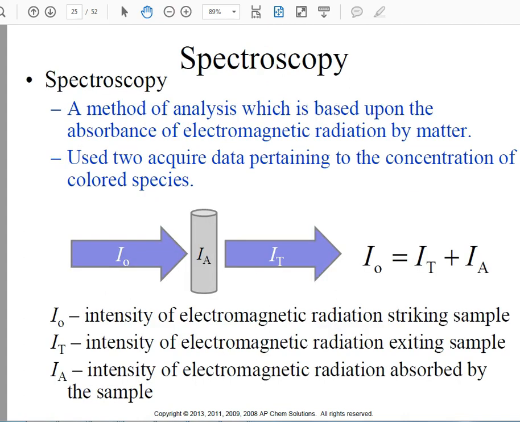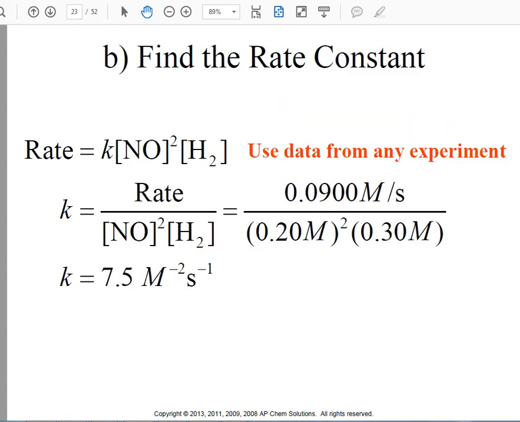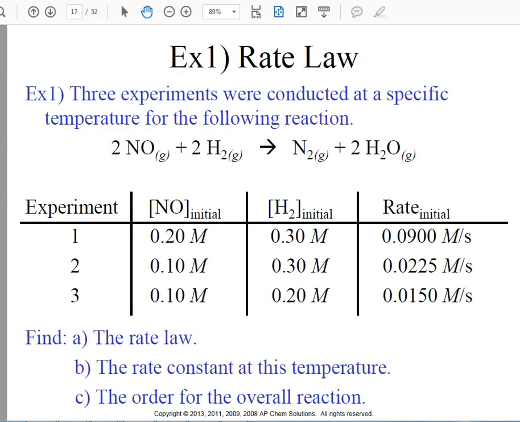Right? And the last thing they wanted us to do, I think we got it all actually. Let's go back to the question. They wanted us to find the rate law, the rate constant, and then the overall order. So that was easy. We had second order for NO, first order for H2. So we know it's third order overall. All right?